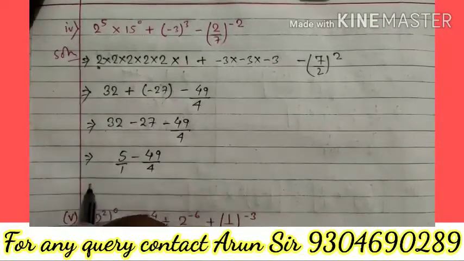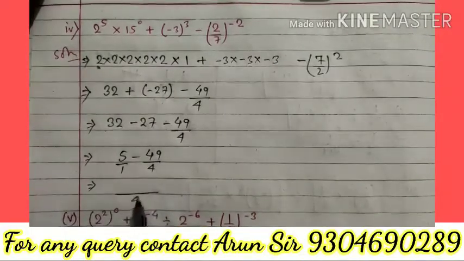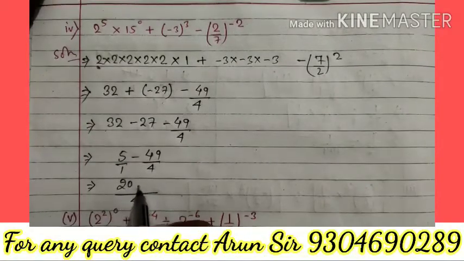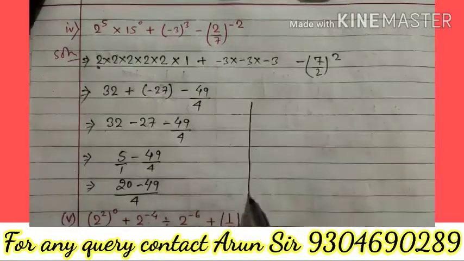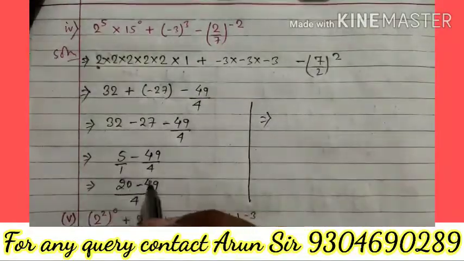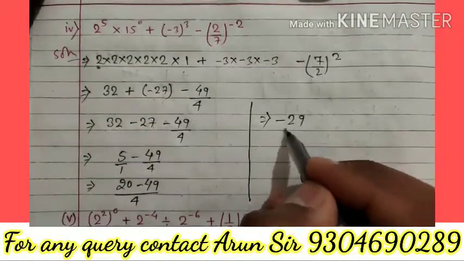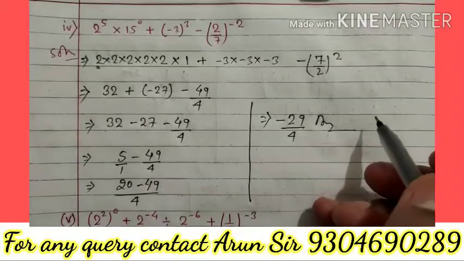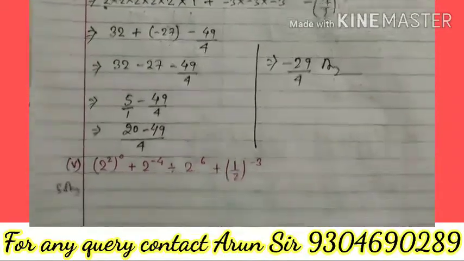Next step we will take the LCM. LCM will be 4, 1 4 is 4, 4 5 is 20, minus 4 1 is 4, 1 49 is 49. In the next step we can write 20 minus 49, that will be minus 29 by 4. This will be our answer. Next we will see question number 5.